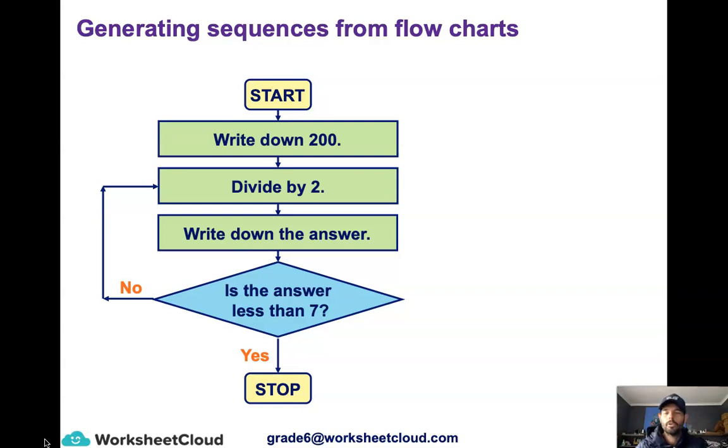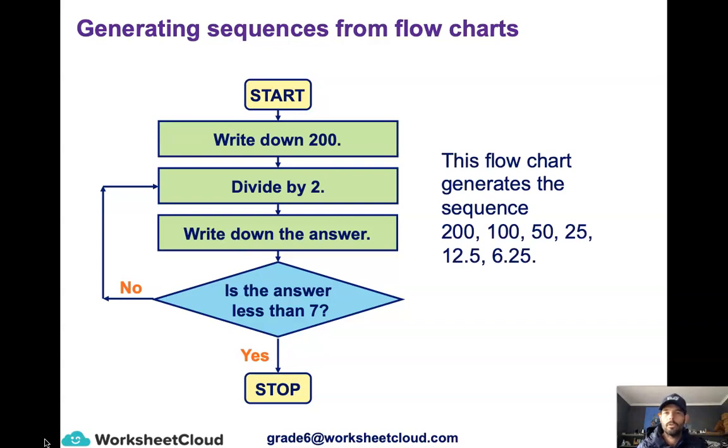So by now, I'm sure you've written down the sequence. 200 divided by 2 is 100, divided by 2 is 50, divided by 2 is 25, then 12.5, then 6.25, and 6.25 is less than 7, so that's where you need to end, okay?